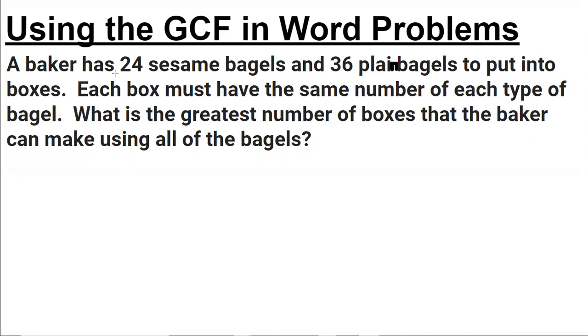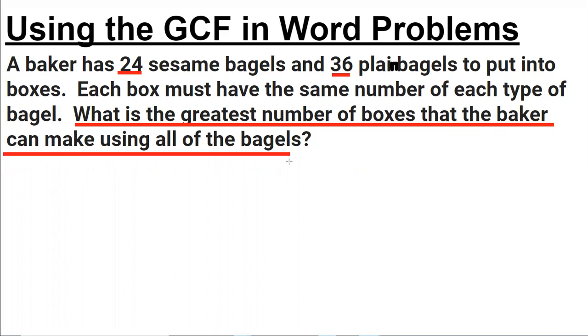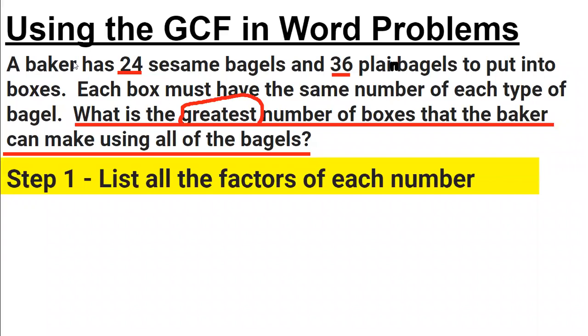So I'm going to underline my numbers, 24, 36, and I'm going to underline my question, always the last sentence in the word problem. What is the greatest number of boxes the baker can make using all of the bagels? It's just like our roses and tulips problem. We have to find the greatest common factor of 24 and 36. So step 1, list all the factors of each number.